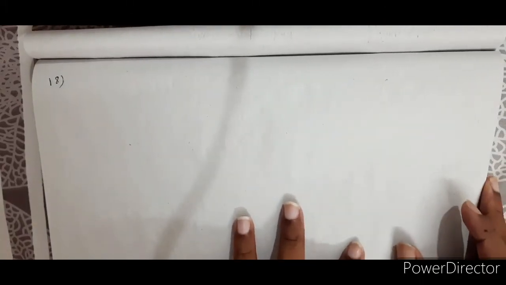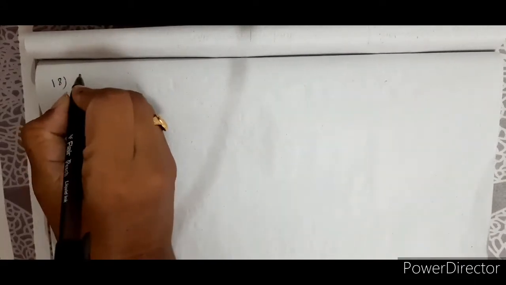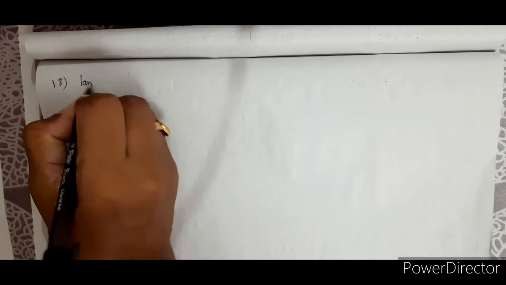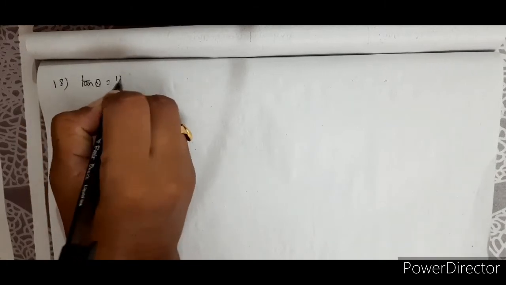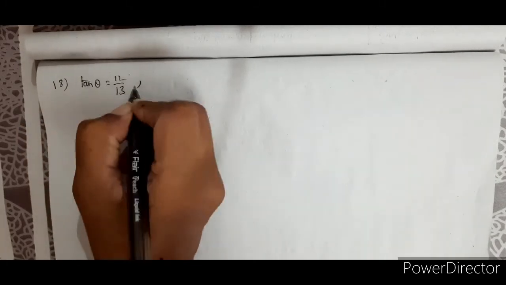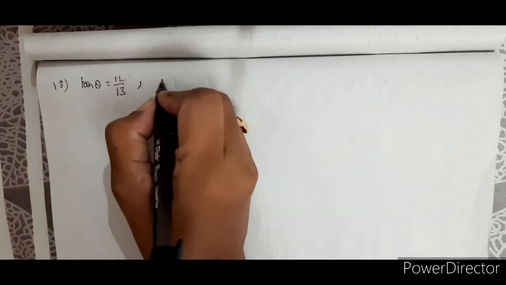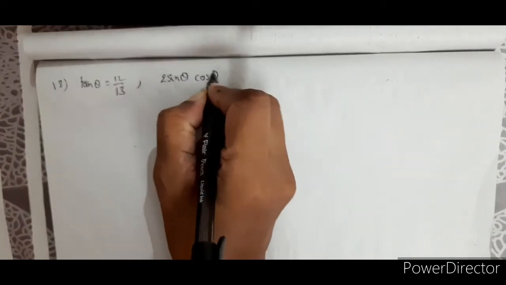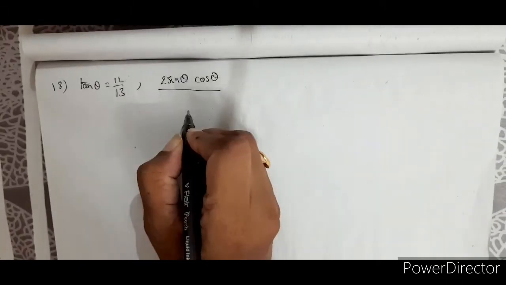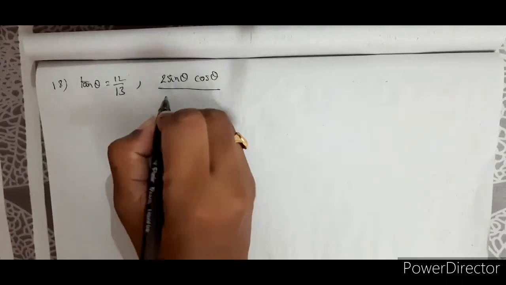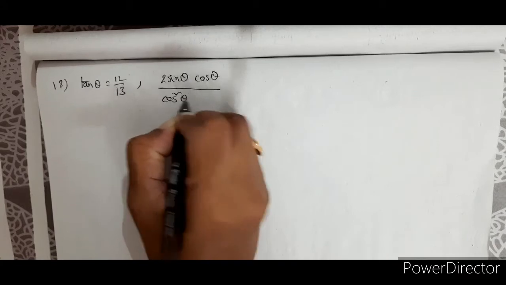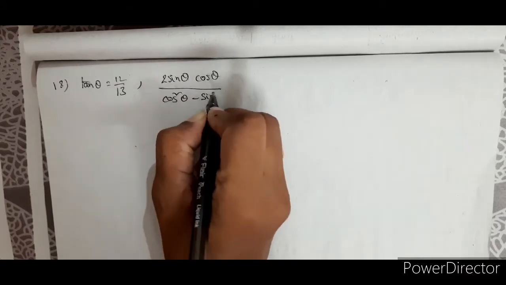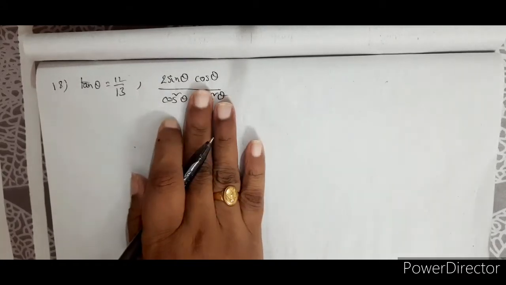Right, so how is the problem? The problem says here tan theta is equal to 12 by 13. So what is given is tan theta is equal to 12 by 13 and we need to evaluate 2 sin theta cos theta divided by cos square theta minus sin square theta. So we need to evaluate this one.